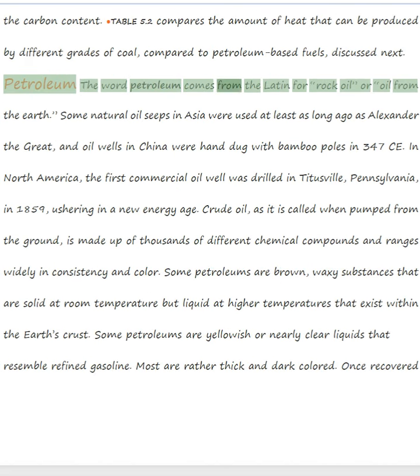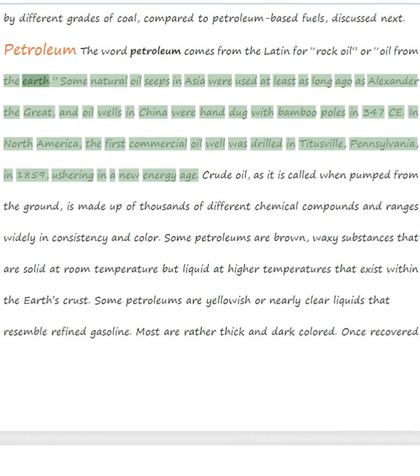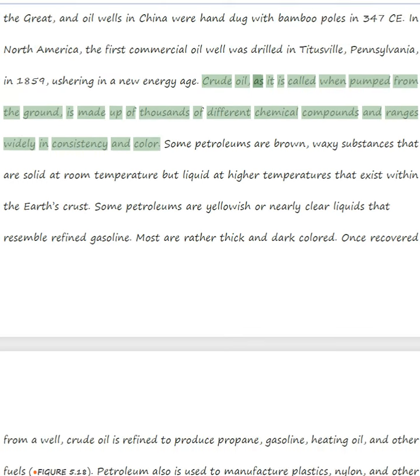Petroleum. The word petroleum comes from the Latin for rock oil or oil from the earth. Some natural oil seeps in Asia were used at least as long ago as Alexander the Great, and oil wells in China were hand-dug with bamboo poles in 347 CE. In North America, the first commercial oil well was drilled in Titusville, Pennsylvania, in 1859, ushering in a new energy age. Crude oil, as it is called when pumped from the ground, is made up of thousands of different chemical compounds and ranges widely in consistency and color.